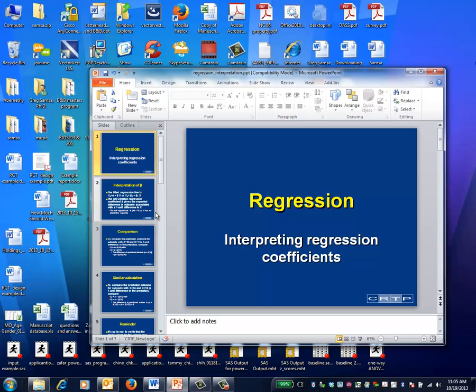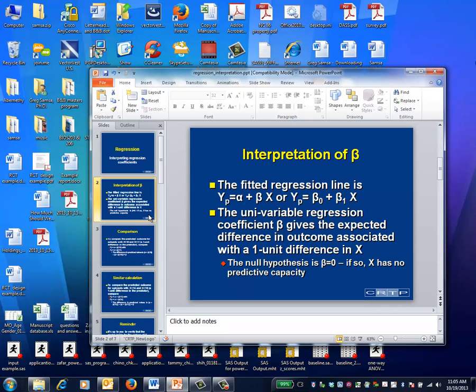This is the regression video on interpreting regression coefficients. In simple linear regression, the fitted model is sometimes denoted y equals alpha plus beta times x, sometimes by y equals beta naught plus beta 1 times x. This latter and equivalent notation being more easily extended to the case with multiple predictors.